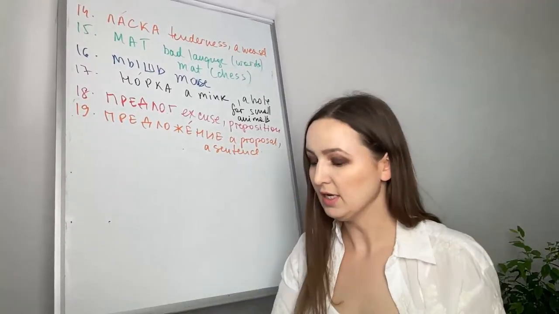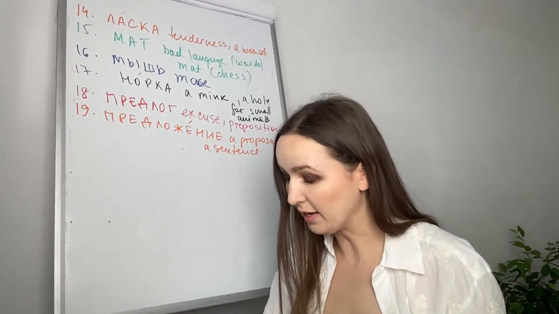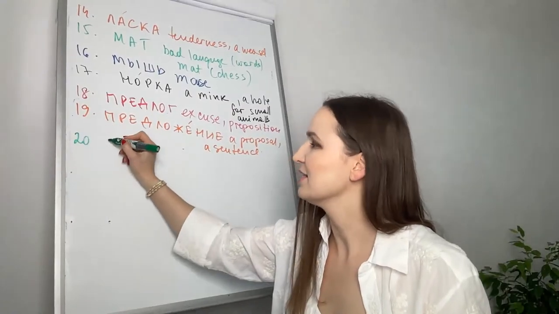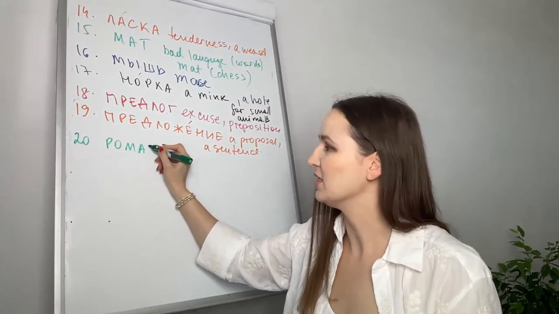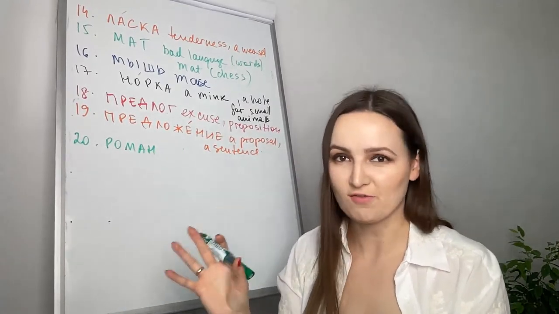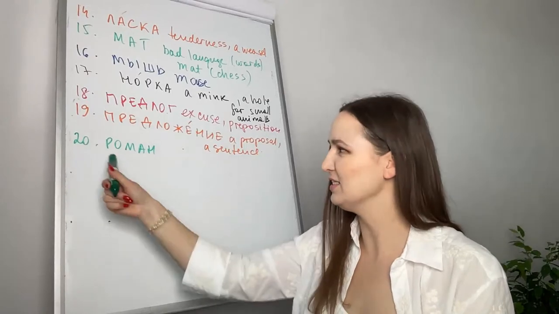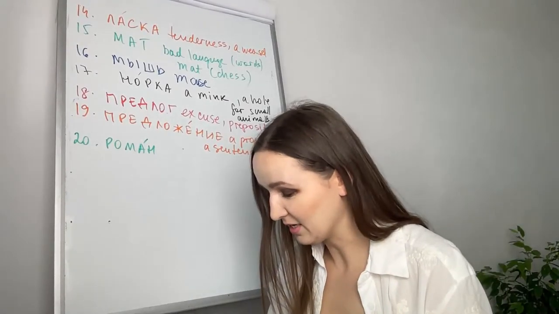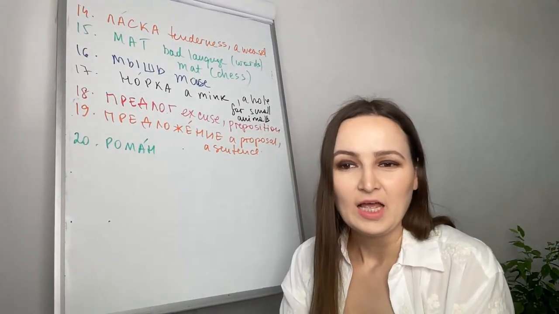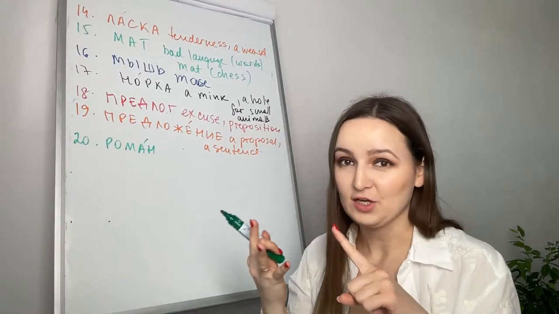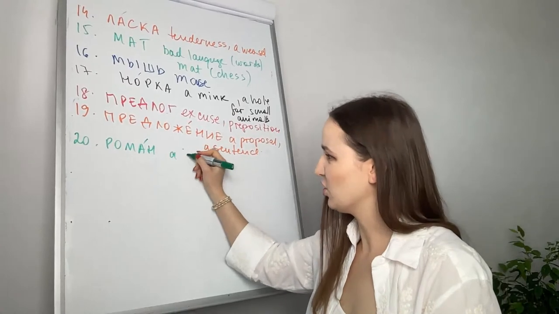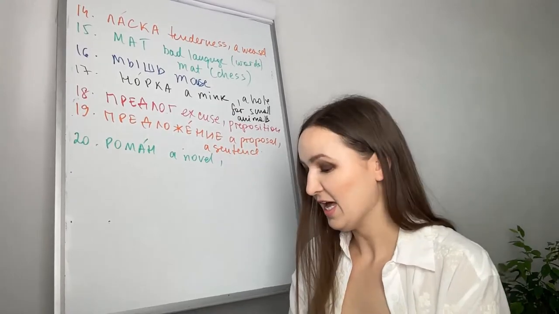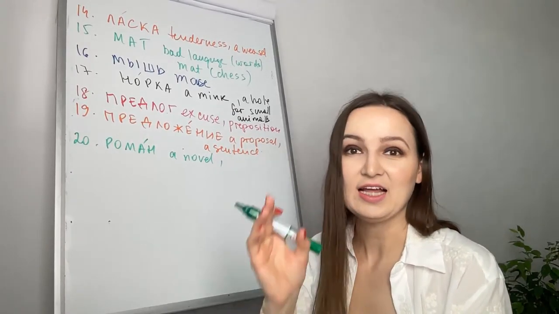И еще одно слово. And one more word is роман. This one actually has three meanings in Russian language. 20, роман. Do you know one of these three meanings? Write in chat. Пишите в чате. Роман. Who is, or what is роман? Роман, the first meaning, is a novel, like a book. Another meaning is a love affair.